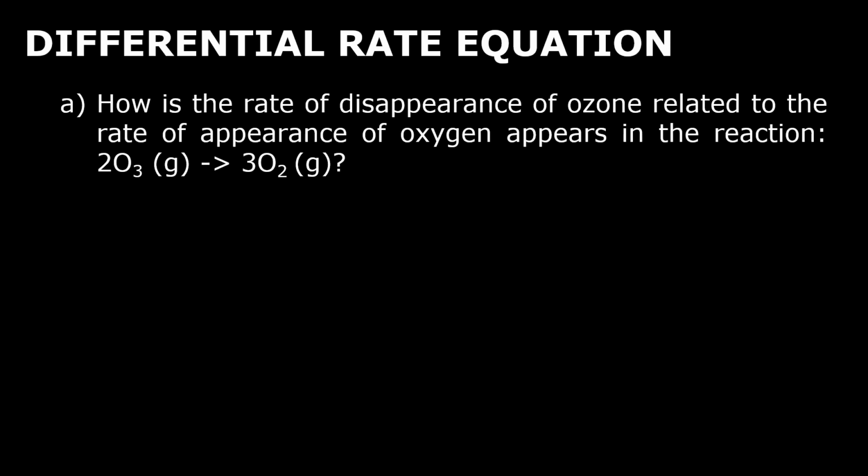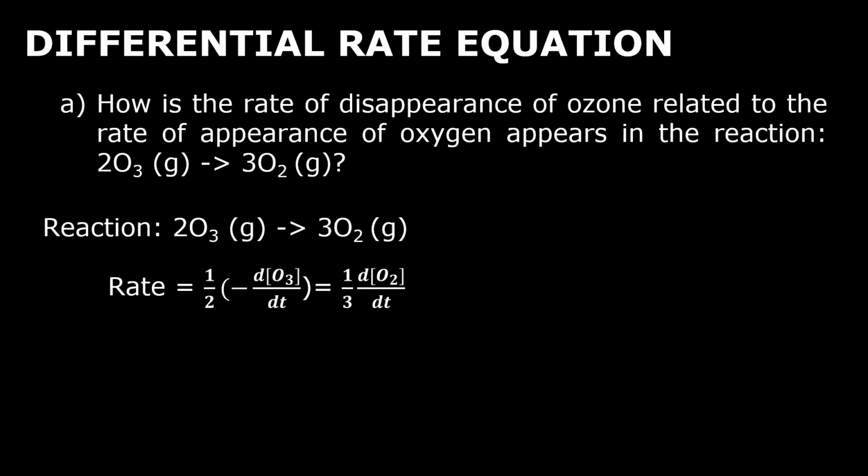So to write the differential rate equation, we just need to refer to the balanced chemical equation. From the balanced chemical equation, we can write the differential rate equation as rate equal to 1 over 2. So the 2 here is consistent with the 2 moles of ozone in the balanced chemical equation. So 1 over 2, the rate of disappearance of ozone, which is equal to 1 over 3. So the 3 here is the same as the stoichiometric coefficient of oxygen in the balanced chemical equation. So 1 over 3, the rate of appearance of oxygen.